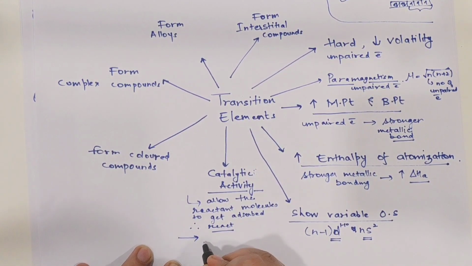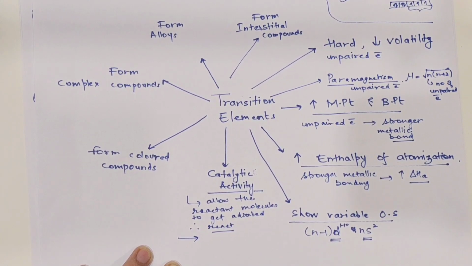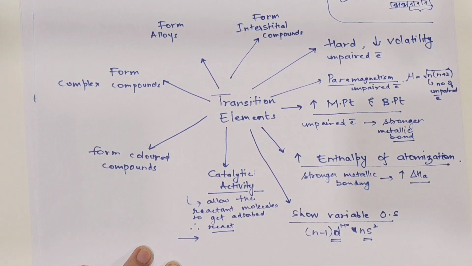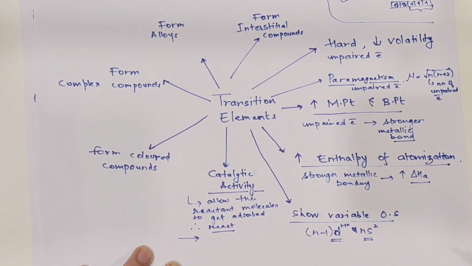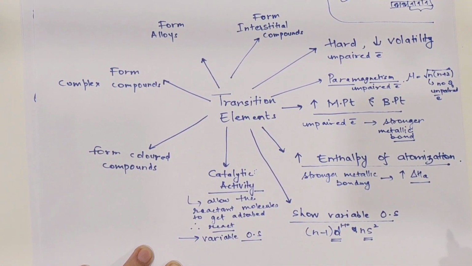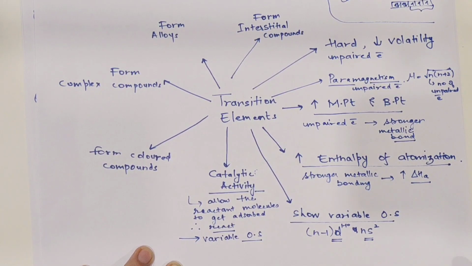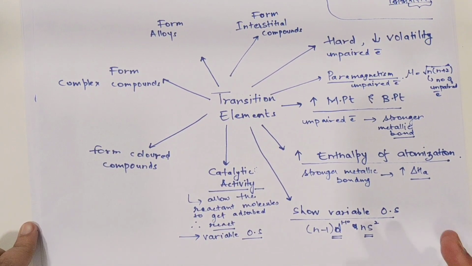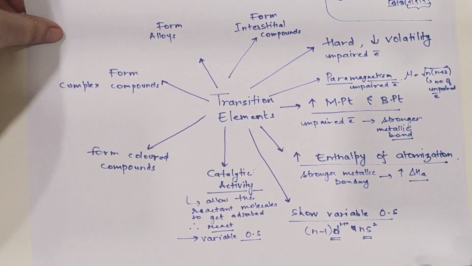Second thing is they show variable oxidation state. Now, why is that important? Catalysts at times form temporary bonds with reactant molecules. When they form temporary bonds, that means their oxidation state is going to change. So if the compound or metal itself shows variable oxidation state, it's going to help, right? So since they show variable oxidation state, that definitely helps its catalytic property. Okay, so that's about it. Why do they show catalytic activity?